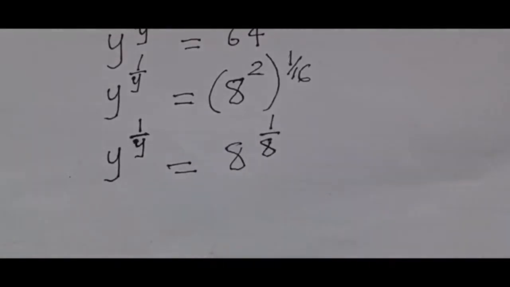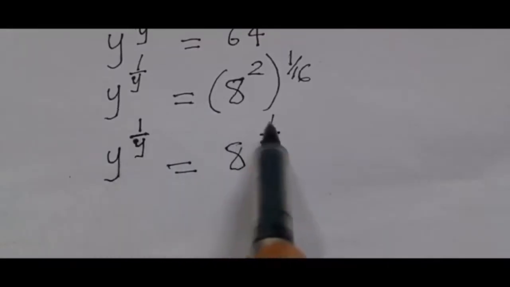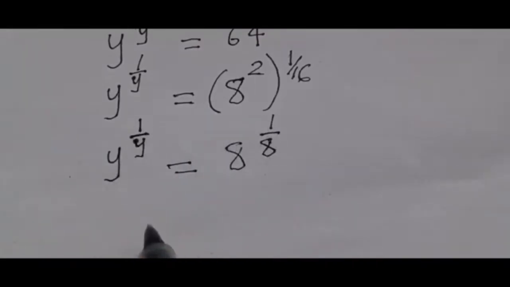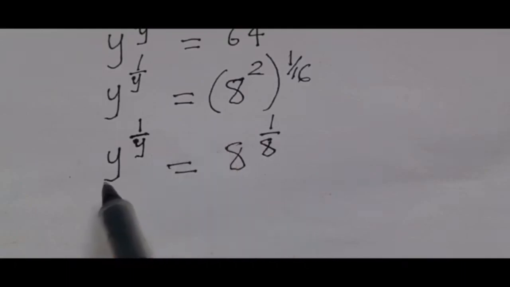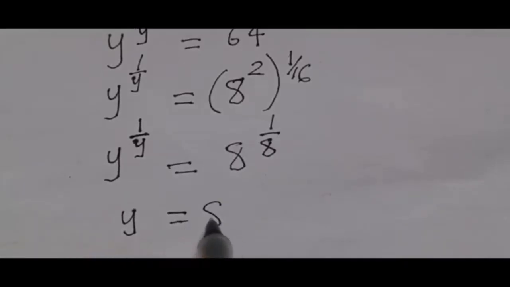So from this, we can equate the exponents: 1 over y equals 1 over 8. Or, the same, we can equate the bases: y equals 8. Which one is simple? The simplest one is to equate the bases. So from this, we have y equals 8.